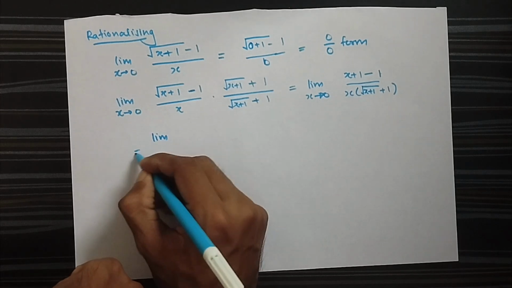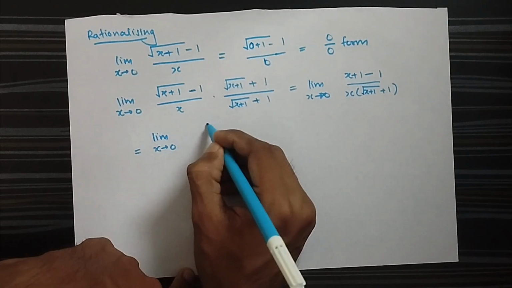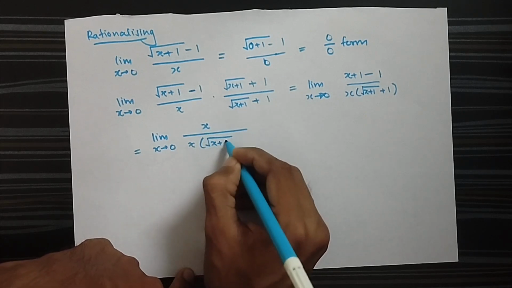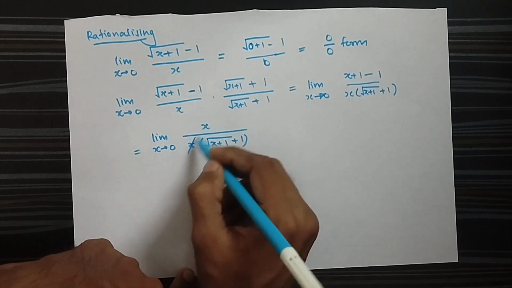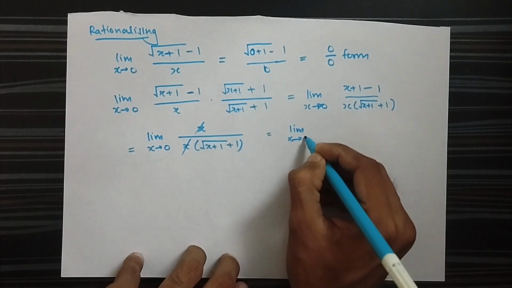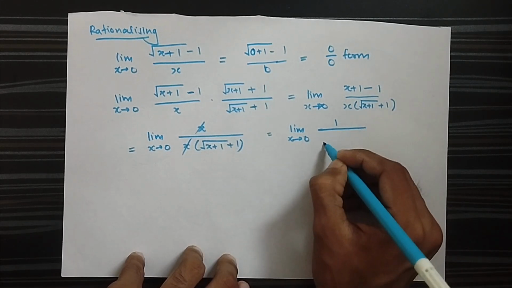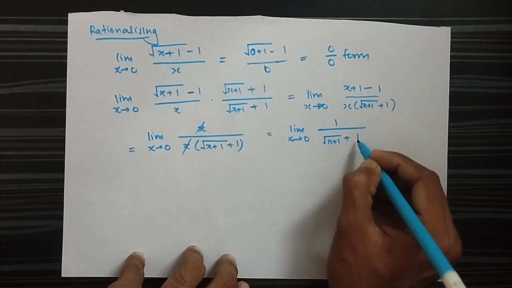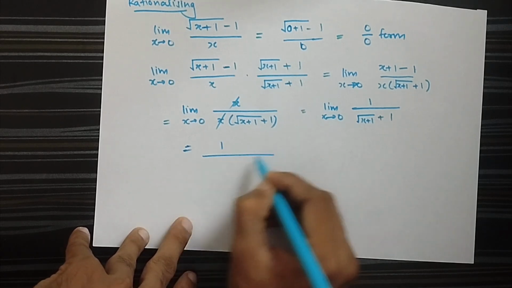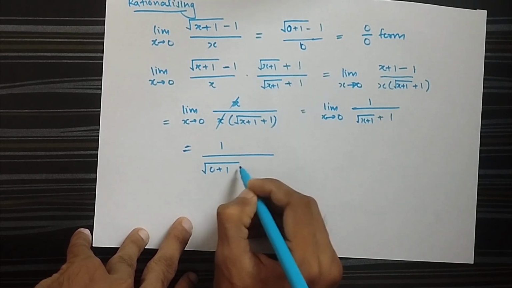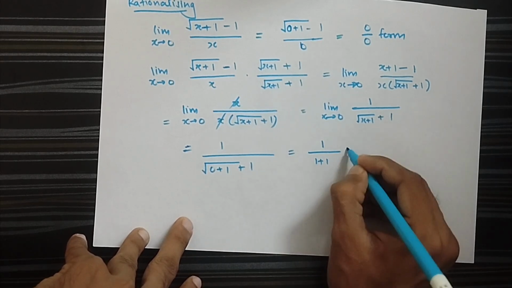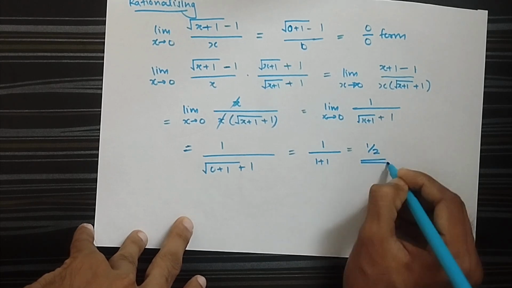So the limit as x tends to 0 of x divided by x into (root of x plus 1 plus 1). We can cancel x and x. We get the limit as x tends to 0 of 1 divided by (root of x plus 1 plus 1). Now we do direct substitution. We can write 1 divided by root of 0 plus 1 plus 1, which is equal to 1 divided by root 1 is 1, 1 plus 1, which is equal to 1 by 2 as the final answer.